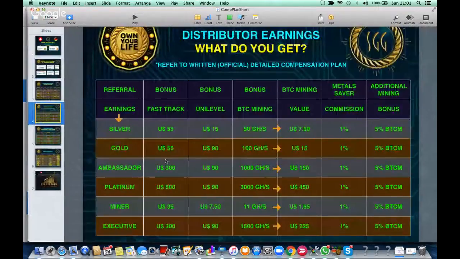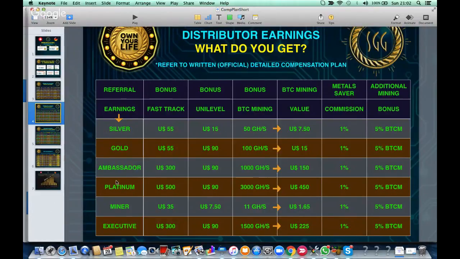What do you get? Bring in a silver package, you get $55. Fast track, 15 unilevel. This is the smallest commission you can earn. Actually, minor is even smaller than that. But for the gold, ambassador, and platinum, you're getting paid $55, $300, and $500 as commission. This equates to about 10% of the $5,000 package. And then you're getting another 10% roughly in mining as a bonus as well.